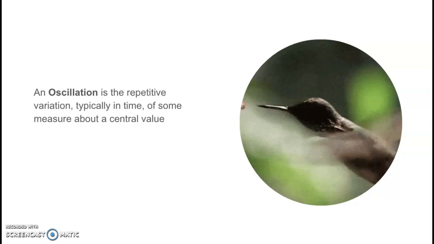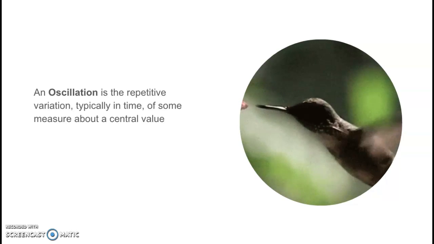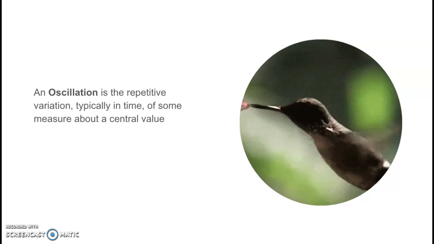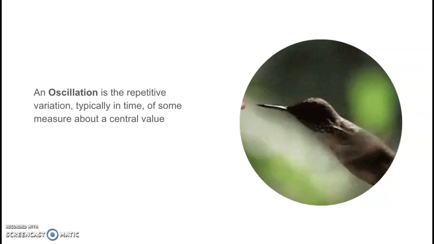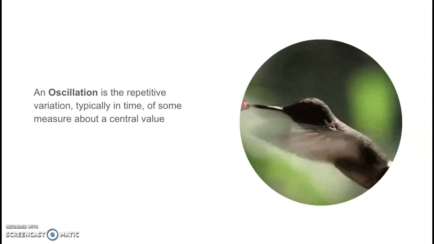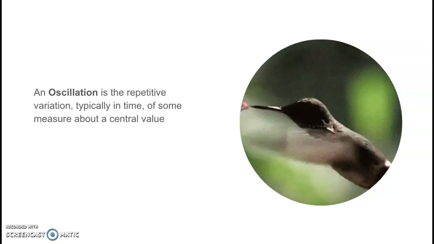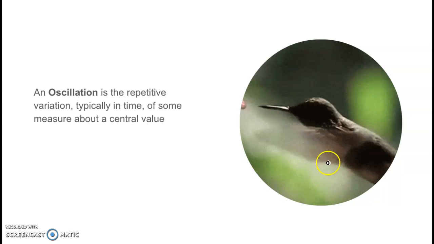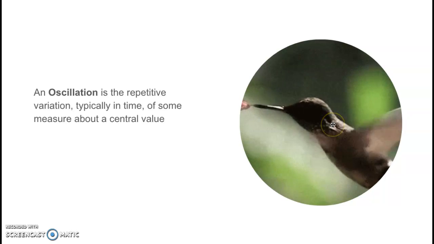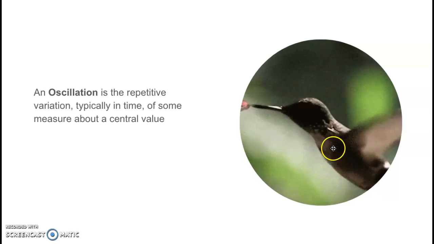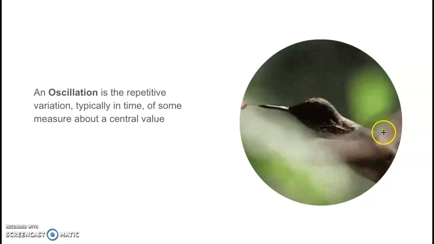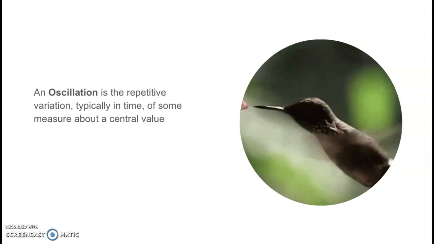So how do we define an oscillation? As you can see in this hummingbird, an oscillation is a repetitive variation, typically in time. In fact, in physics, we are going to be looking very closely at oscillations that vary in time and that tend to vary about a central value. So we can think about these wings as being oscillations about a central point in the center, with the wings moving backwards and forwards as time goes.